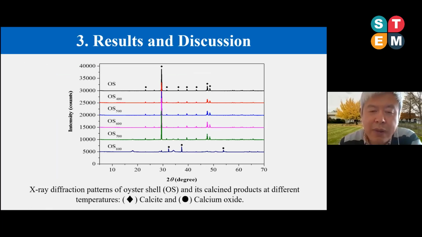And by X-ray diffraction analysis, we determine the mineralogical compositions of the product. So the oyster shell before heating, and heating at 400, 500, 600, 700, 800 Celsius degrees. As the temperature increases, the original composition, which is calcium carbonate, gradually disappears. And the end product is calcium oxide. So after 4 hours of heating at 800 Celsius degrees, it is enough to convert calcium carbonate into calcium oxide.